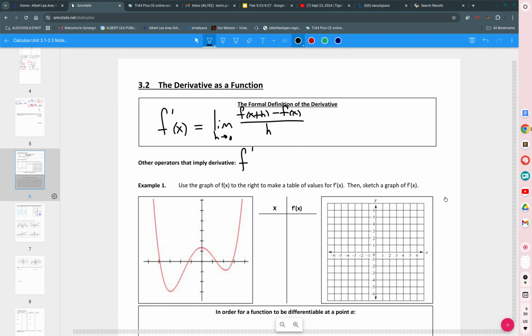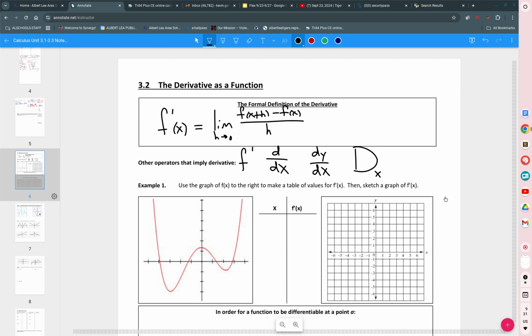Other operators that imply derivatives, so for example, f prime, that means derivative, okay? Other operators that imply derivative, you might see d over dx. There were two great mathematicians, Newton and Leibniz, during the 1600s, who developed calculus together. This was Leibniz's notation, this was Newton's notation. There's reasons to use both. I'll use this later on at some point. You might also say dy over dx. That's also an indicator that you are taking a derivative. Sometimes, and I don't see this very often, but this means a derivative with respect to x as well. But these all mean that you're taking a derivative, okay?